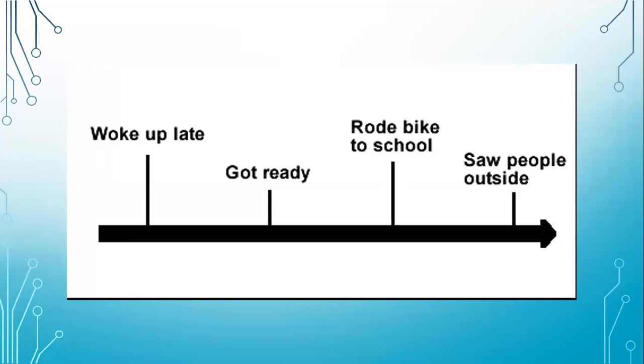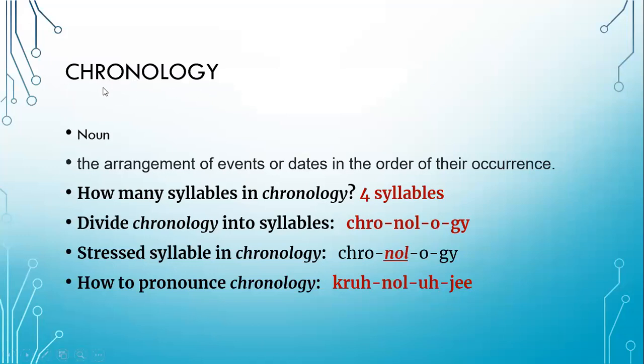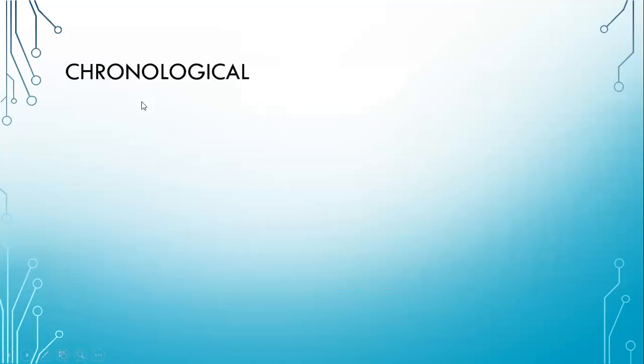We've just studied it. Remember? Chronology. It's chronology. Is it the same word? Chronological. Very good. Repeat after me: chronological. Very, very good, Shadi. Now, is this word a verb, noun, or adjective? Yes, it's an adjective.